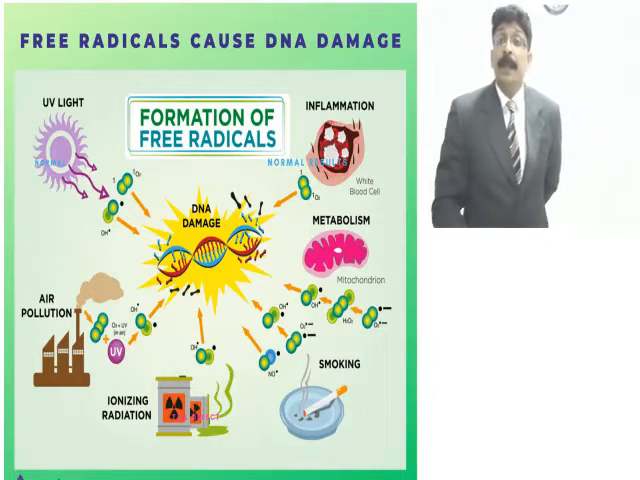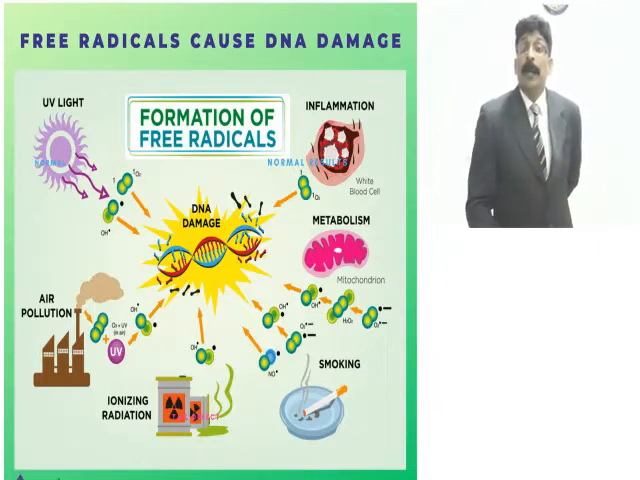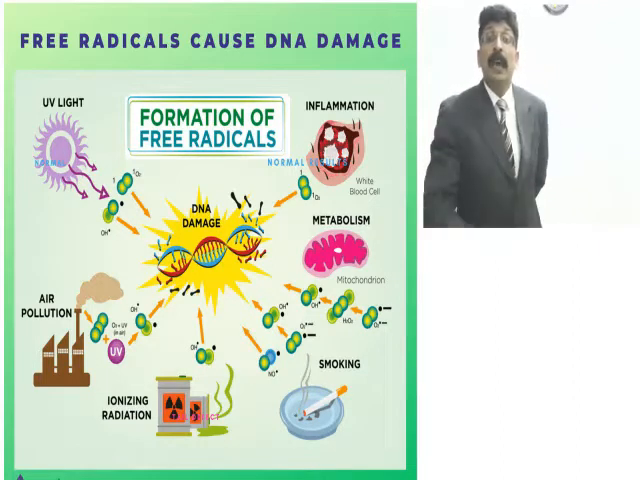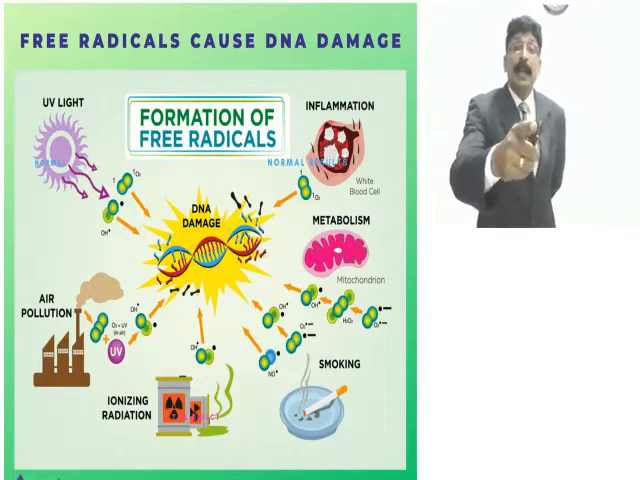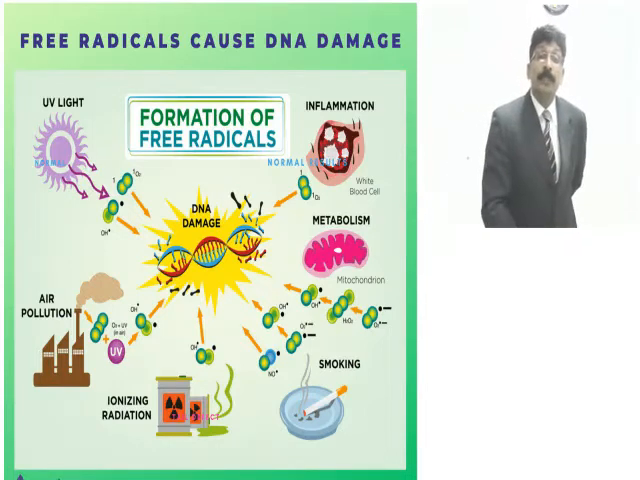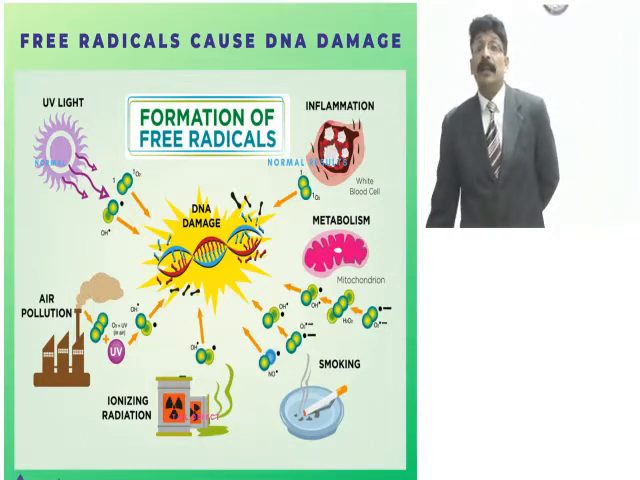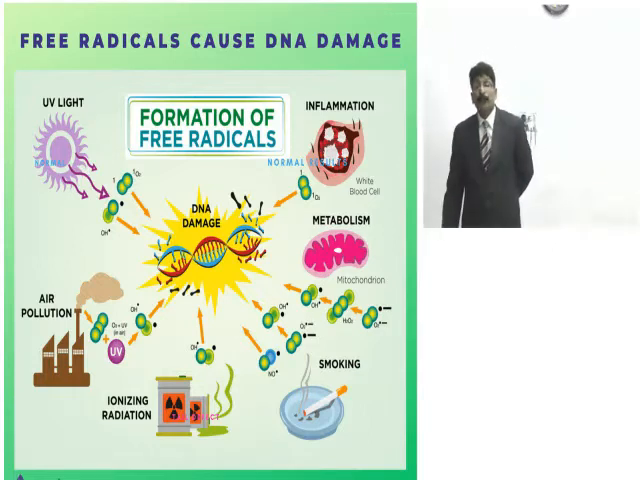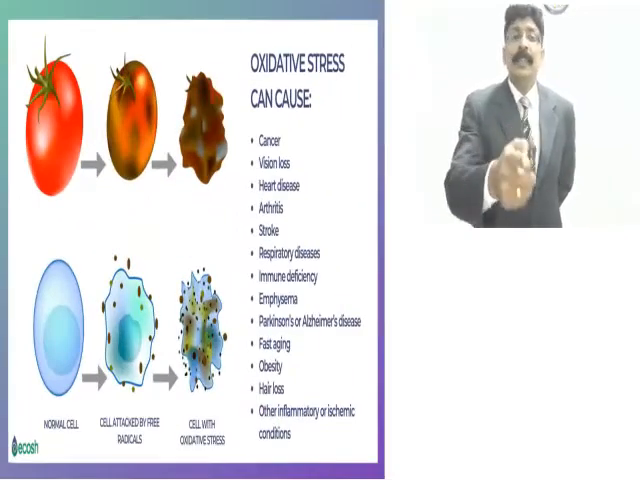If a smoker, NO, nitrous oxide can also damage the DNA molecules, so damage to the cell. And OH can come from ionizing radiation, air pollution, ultraviolet, ozone, and also you can see UV light from the sun can also cause formation of free radicals, which cause damage to the cell. And see here, this is an example how the cell is getting damaged.